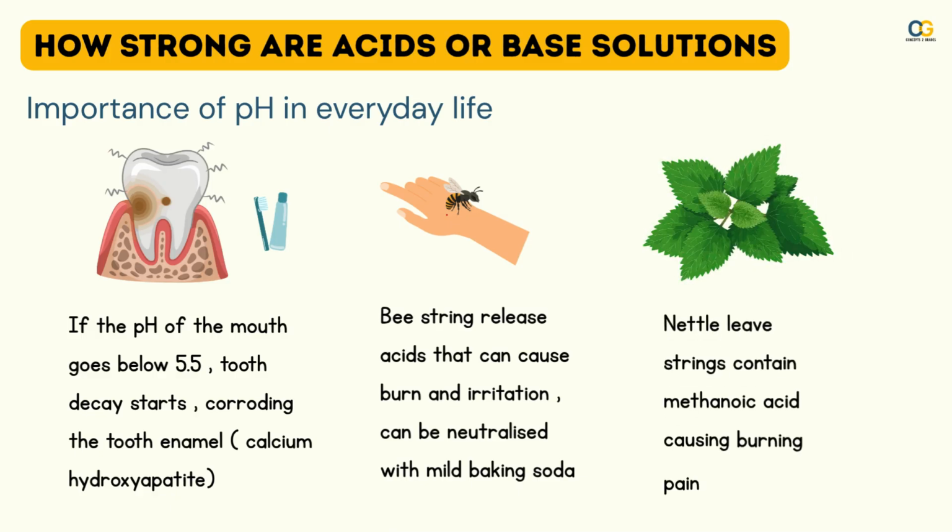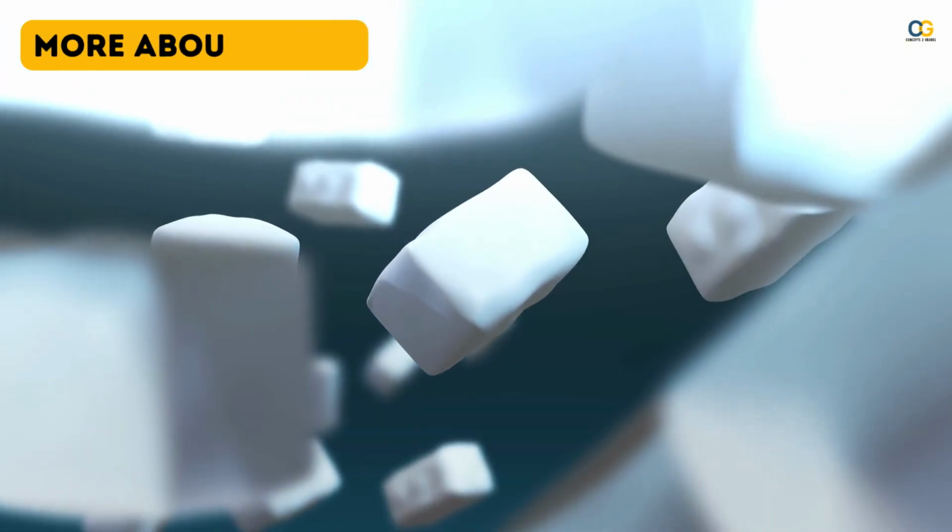Nettle leaves have small stings that contain methanoic acid, which causes burning pain. This is how different acids and pHs are used in our everyday life. Let us learn more about salts.